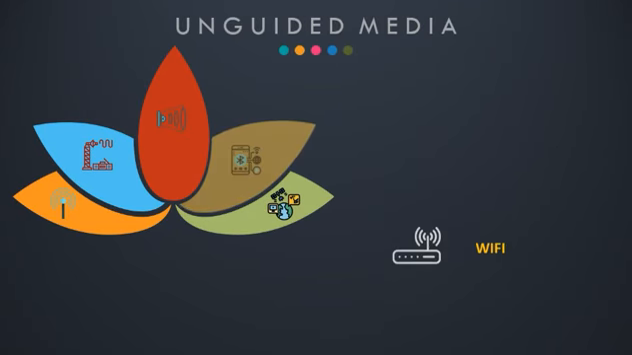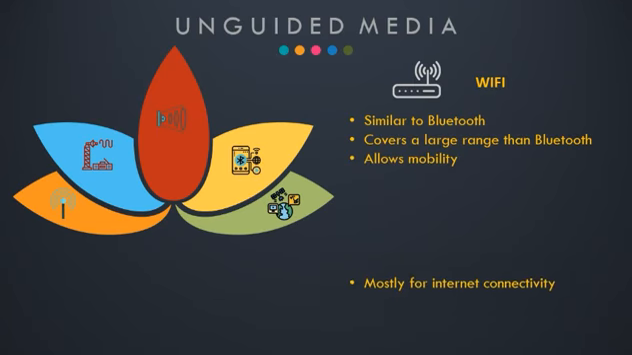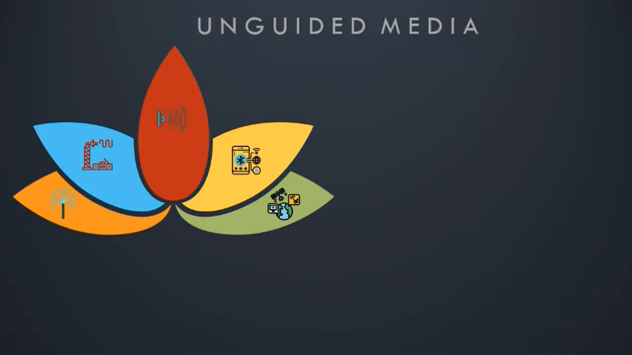Another method which is similar to Bluetooth is Wi-Fi, which you are already familiar with. Wi-Fi, or wireless fidelity communication, is similar to Bluetooth in operation, but can cover a larger range than Bluetooth. It allows mobility and mainly it is used for internet connectivity. Because it is used for internet connectivity, it offers high speed communication. So that is all about Wi-Fi and Bluetooth.